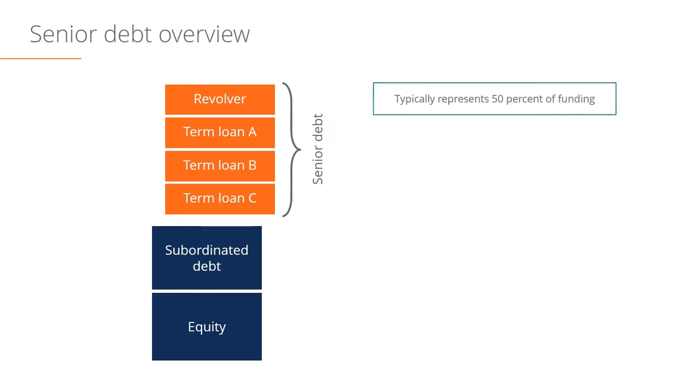Typically, this could represent up to 50% of the funding of an acquisition, and that equates to somewhere in the order of 2 to 3 times debt to EBITDA. So if you know a company's EBITDA, and it's a stable, fairly bankable business, you could assume that perhaps banks would lend 2 to 3 times its EBITDA for their senior debt.